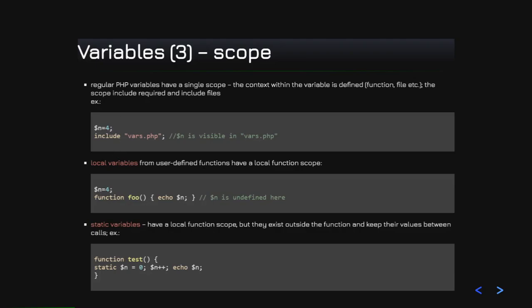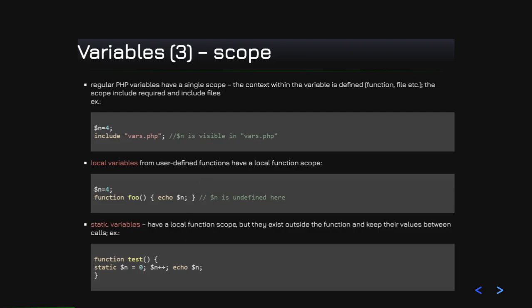So we have local variables, which are variables defined inside the function. So we have this foo function here, and this n would be undefined here because it is considered a local variable, as opposed to this n, which is a global variable. And the global scope does not include the local scope. They are different. That's why I said that regular PHP variables have a single scope.